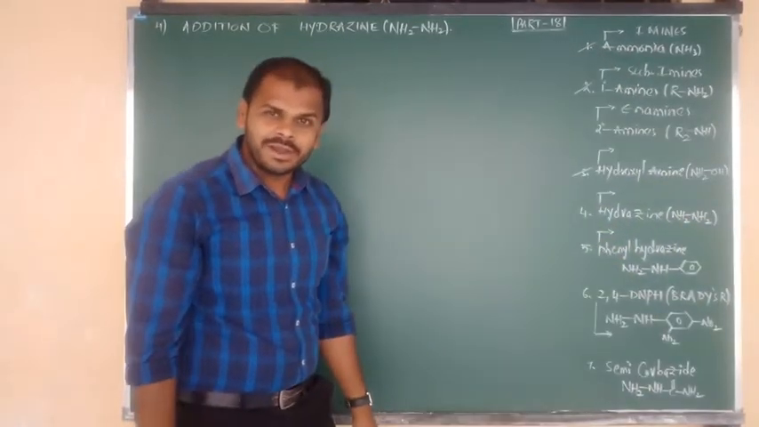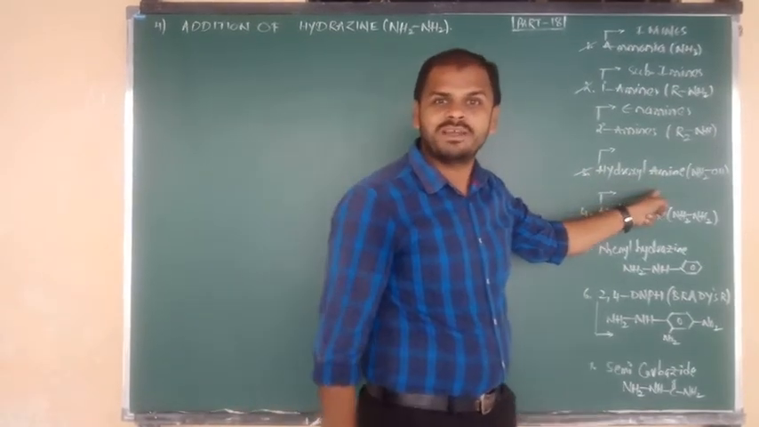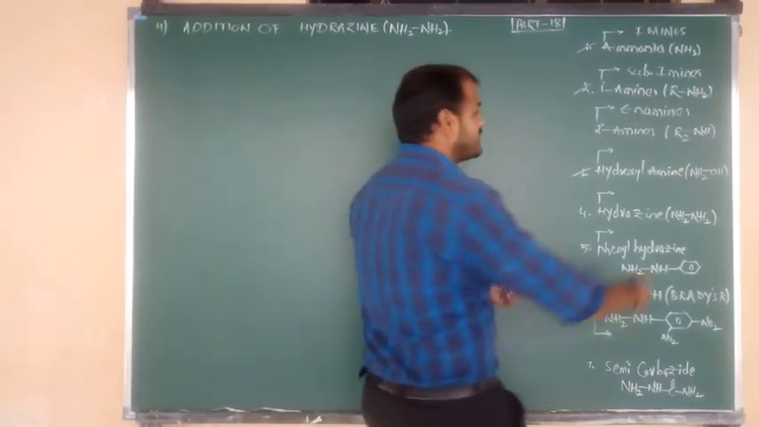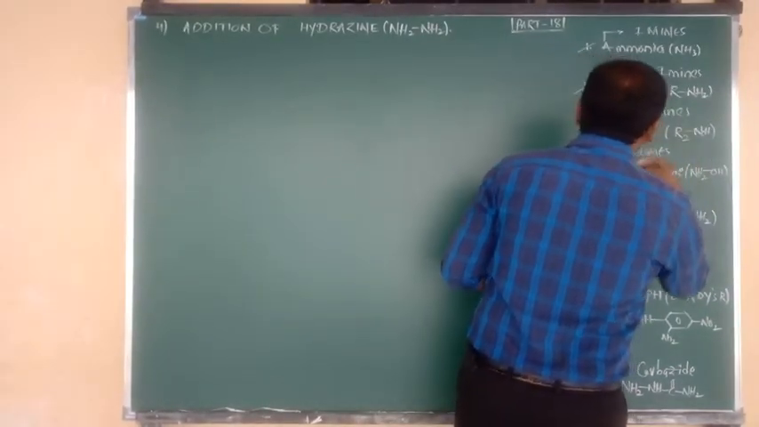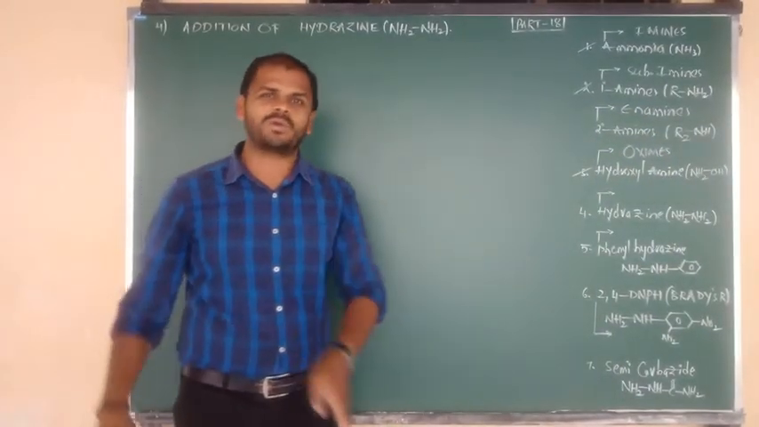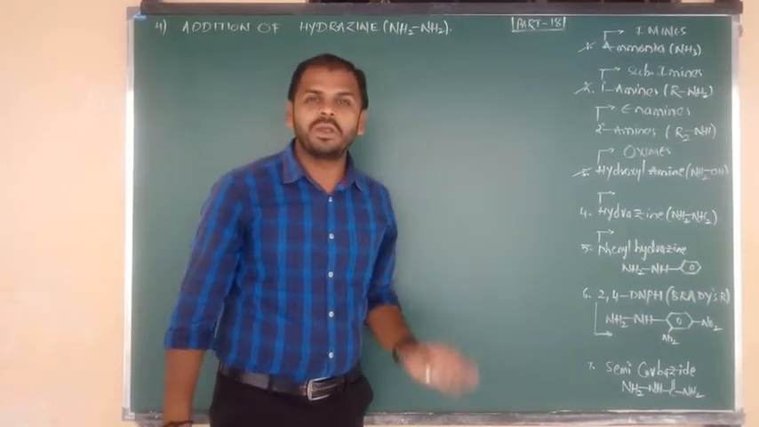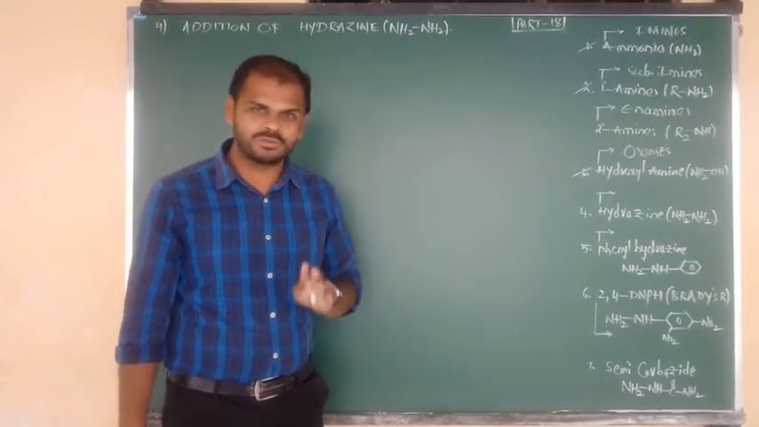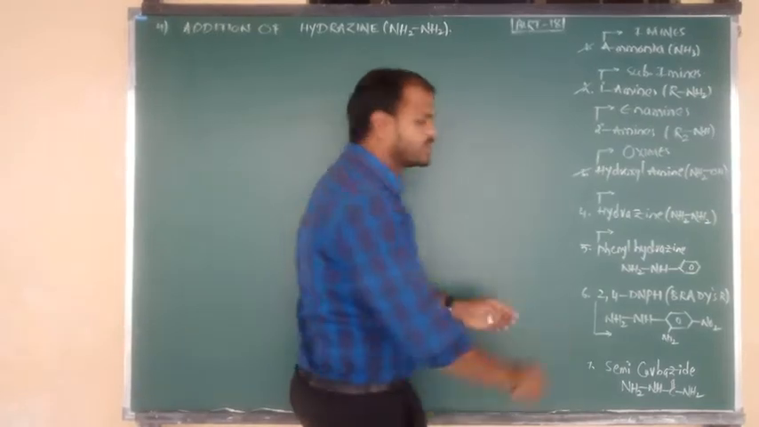When aldehydes and ketones react with hydroxylamine, what is the formula of hydroxylamine? NH2OH. So it gives the product, what beta? Oximes. So these are the first 3 types of reactions we saw in the last video class. Now the remaining 4 types of nucleophilic addition and elimination reactions I am going to finish now. Okay, so what is the 4th one?